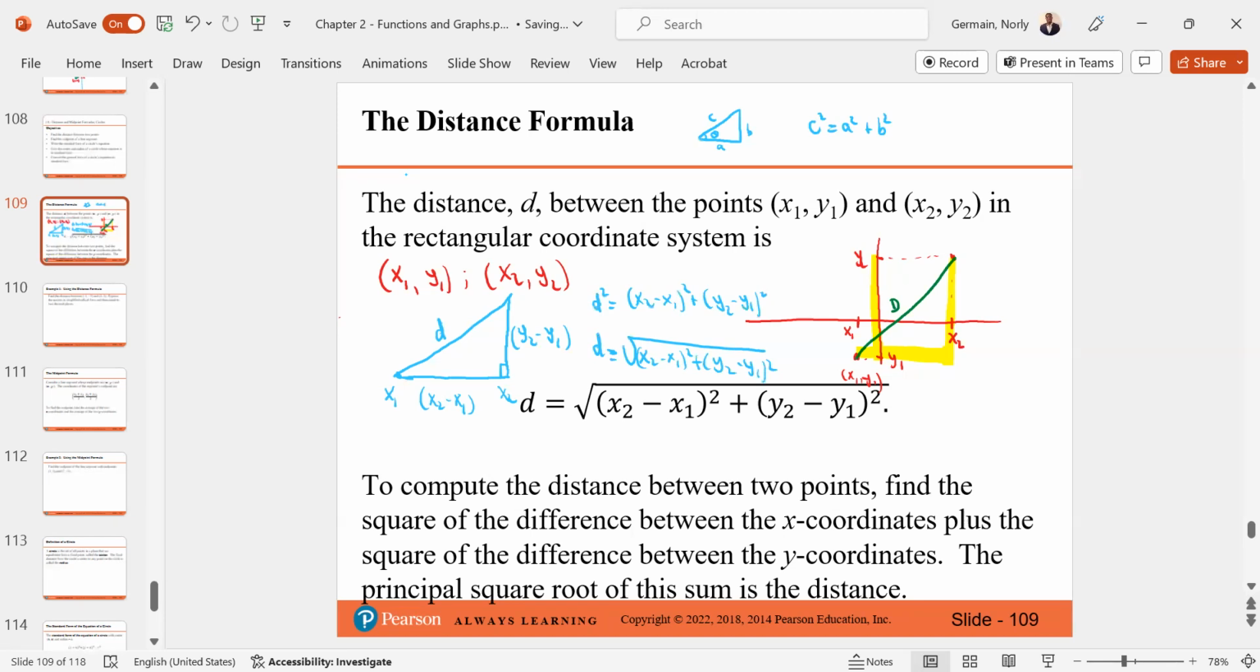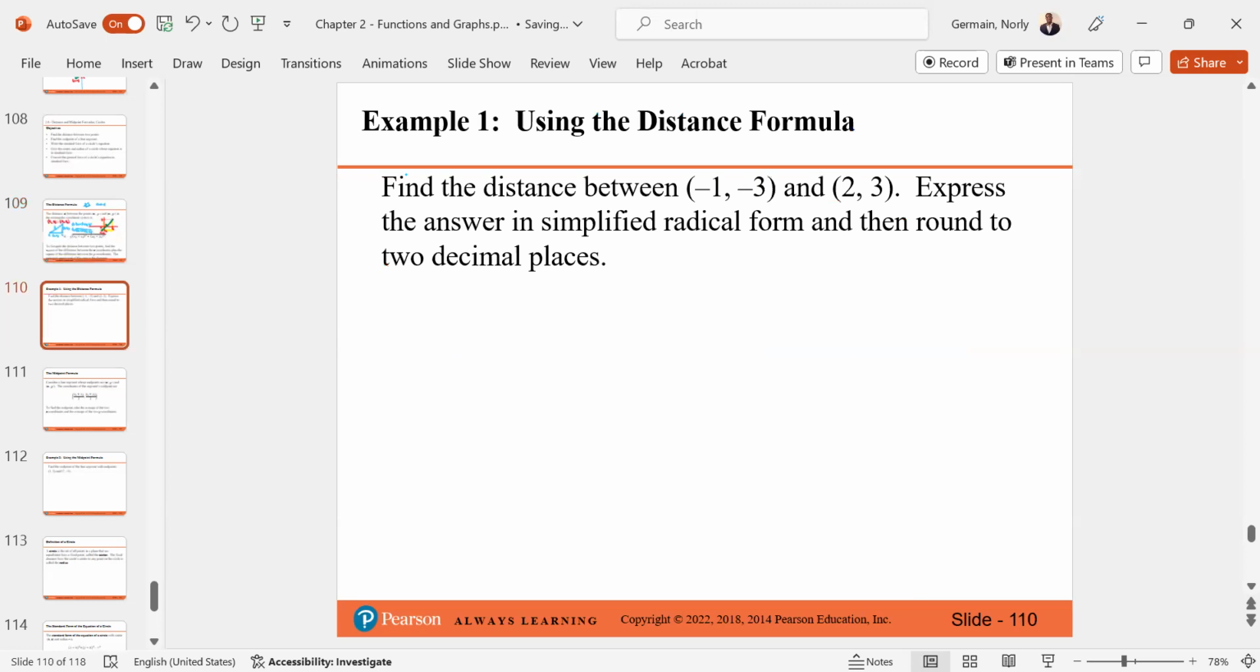The distance between 2 points in a rectangular coordinate system: to compute the distance between 2 points, find the square of the difference between the x coordinates plus the square of the difference between the y coordinates. The principal square root of the sum is the distance. I know I speak a lot in order to show you this very quickly, but let's illustrate it with an example.